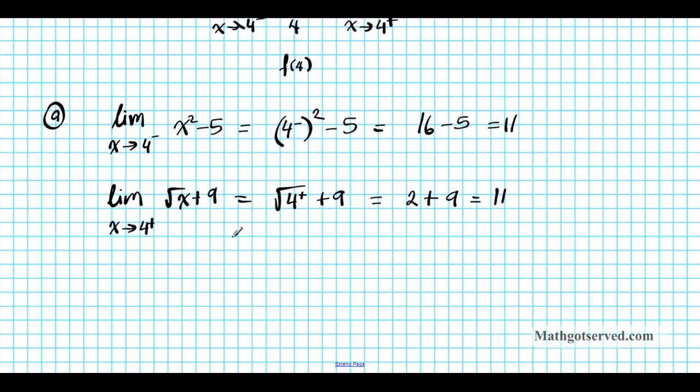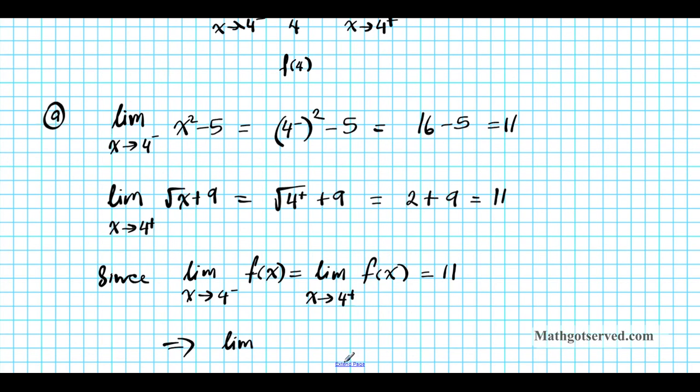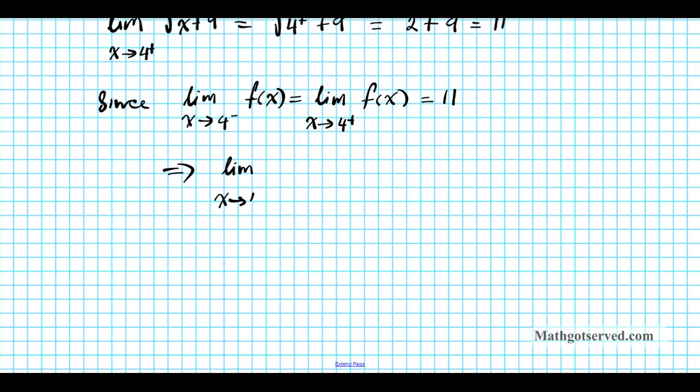So the left and the right hand limits are the same. That means the limit exists. Okay, so since the limit as x approaches 4 from the left of the function is equal to the limit as x approaches 4 from the right of the function, and they're both equal to 11, that implies that the limit as x approaches 4 of the function exists, and it's equal to 11.